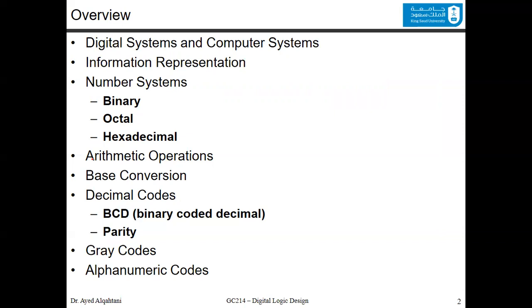After that, we will move to some basic arithmetic operations. We will see the base conversion between those number systems. And we will talk about decimal codes, specifically BCD, the binary coded decimal, and some applications of parity. After that, we will talk about the Gray code and alphanumeric codes.